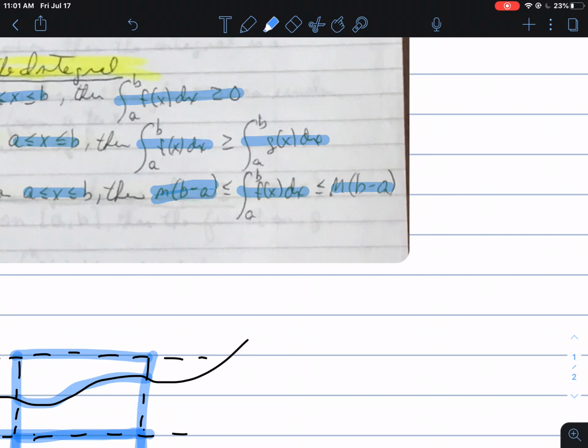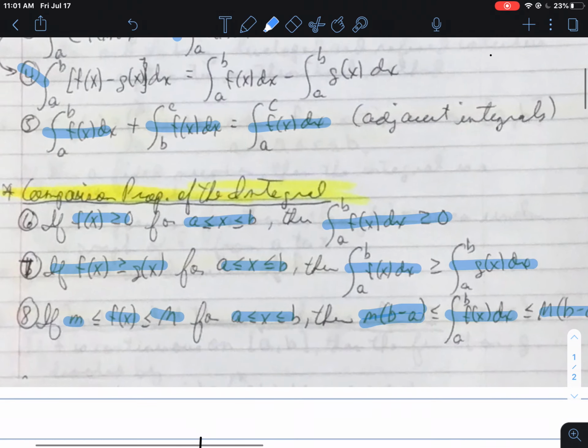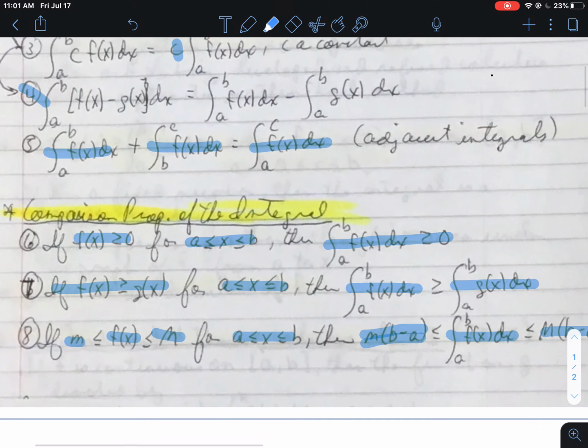Okay? All right, that's it for that section. And as we go forward, we're going to talk more about how you actually evaluate the integral. And that's where we're going to go back to the idea of the antiderivative and bring that into play. All right, that's it for this section.